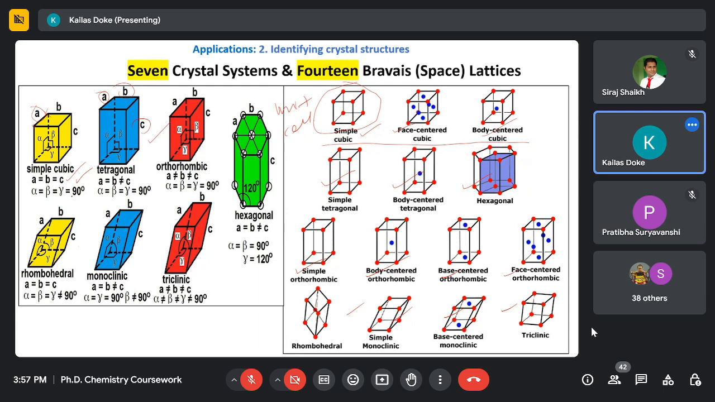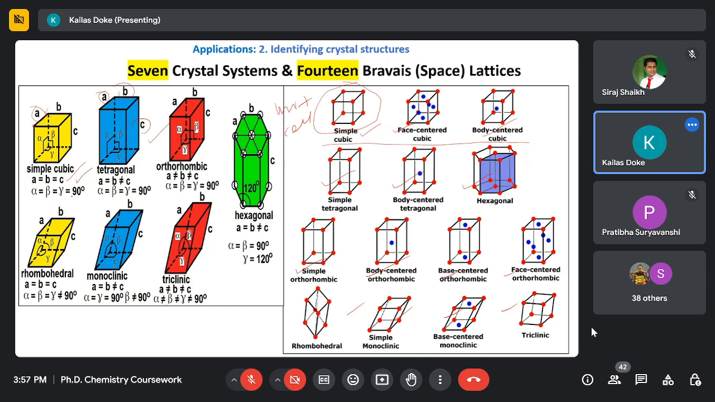Cubic, simple cubic. Cubic only. How do you analyze this as the most symmetric? Because here A is identical to B is identical to C, so it is a proper cube, and all 3 angles are right angles, 90 degrees. So this is the most symmetric crystal.